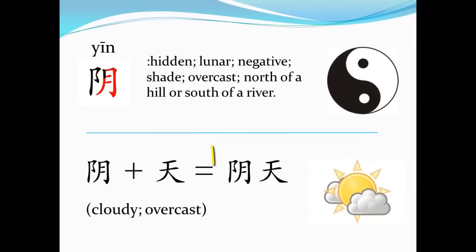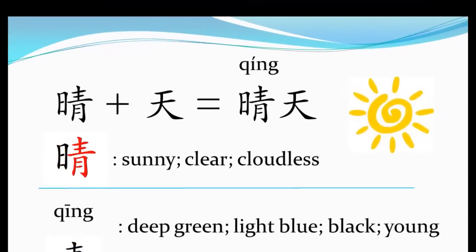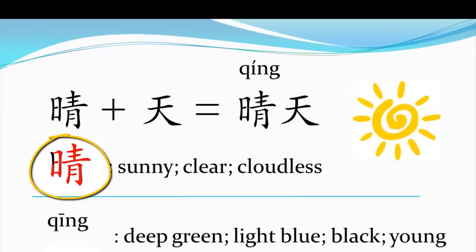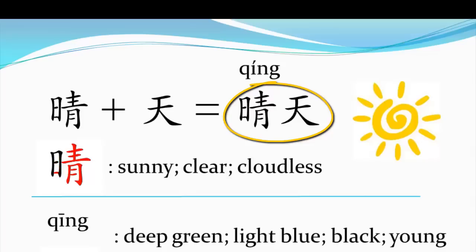Yin and tian put together can make a 词, yin tian. Yin tian means cloudy, overcast. In most of the cases, yin is the opposite of the yang. But here, when we want to say sunny day, we don't use yang. We have another 词 to show sunny day. This 字 qíng has the meaning of sunny, clear, cloudless. When it is with tian, it makes a 词, 晴天. That means sunny day.